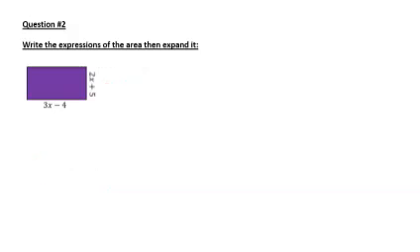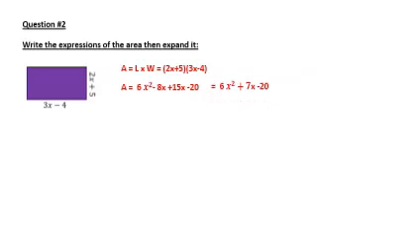In question number 2, we need to write the expressions of the area and then expand it. If you look at this figure, we have a rectangle, and you know that the area of the rectangle is length times width. So it's 2x plus 5 into 3x minus 4. But we are asked also to expand this area. So we expand it. As you see, it's 6x squared minus 8x plus 15x minus 20. And then I collect the like terms, and this is the final expression of the area in expanded form.